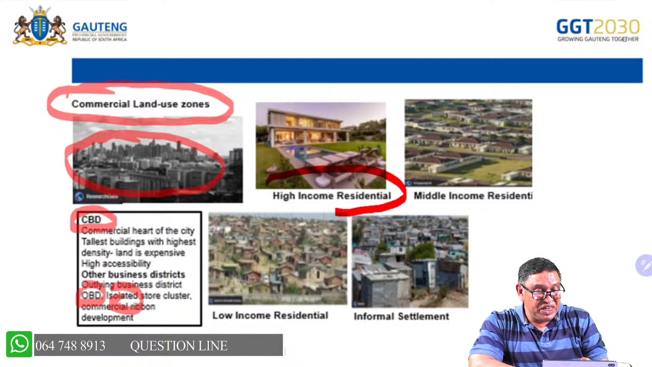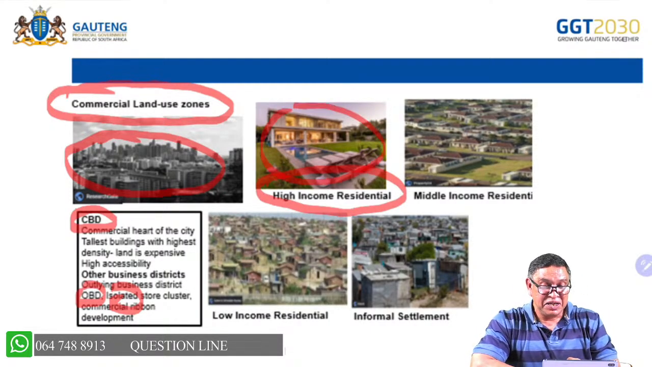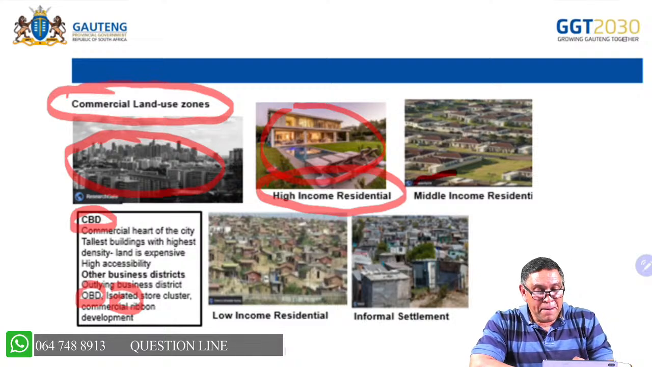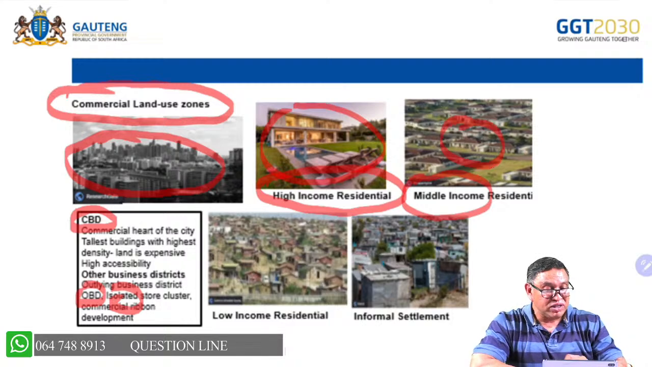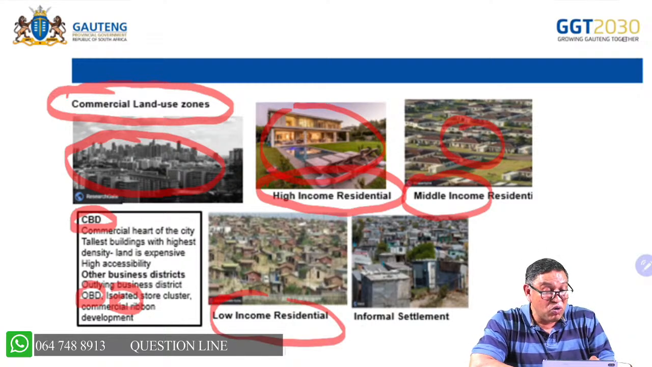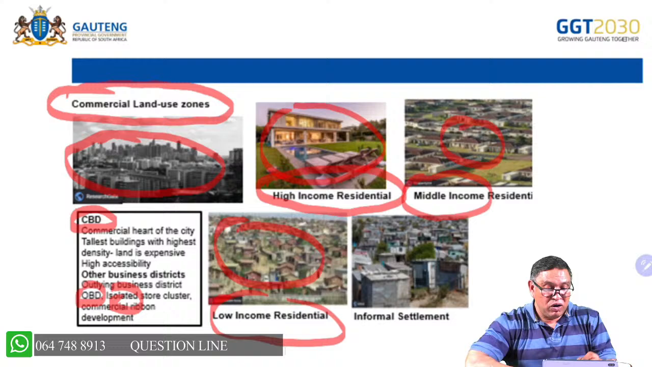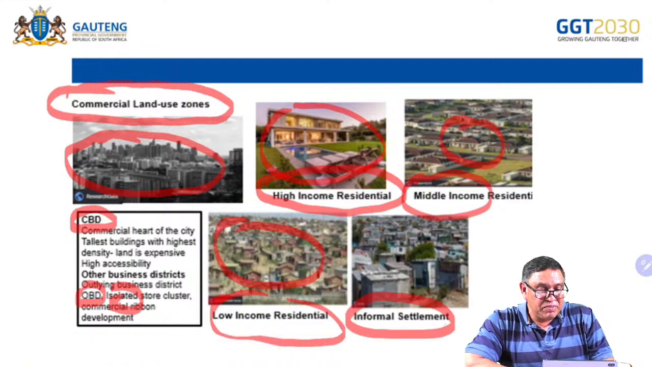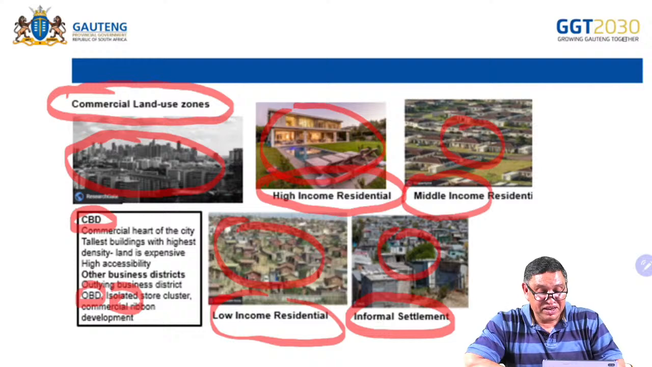Little pictures of these ones: high income residential area, large land, big houses; middle income, single dwellings but closer together, smaller plots; low income residential areas like your low cost housing, houses are closer, smaller plots, smaller houses; informal settlement built up of shacks, etc. Okay?